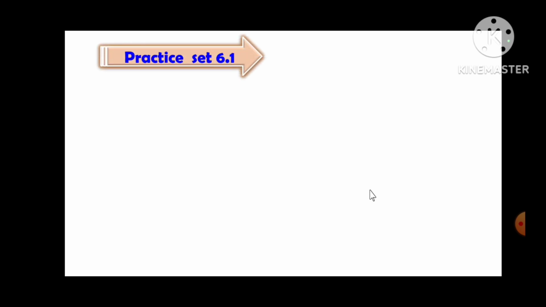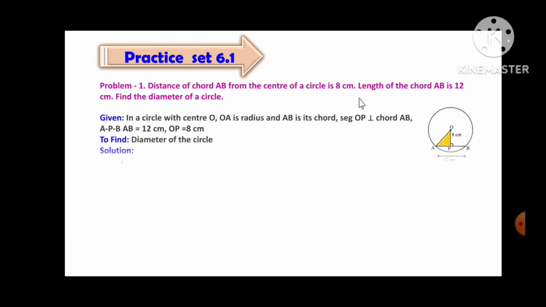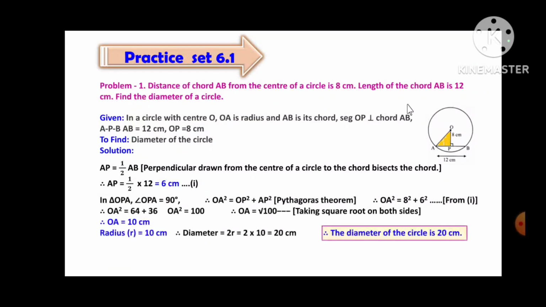That is practice set 6.1. First problem: the distance of a chord from the center of the circle is 8 cm. The distance of the chord, this is chord AB, this is 8 cm. The length of the chord AB is 12. Find the diameter of the circle. Friends, here in a circle with center O, OA is the radius and AB is the chord. OP is perpendicular to AB, P is between A and B, where AB is 12 and OP is 8. So we have to find the diameter of the circle.